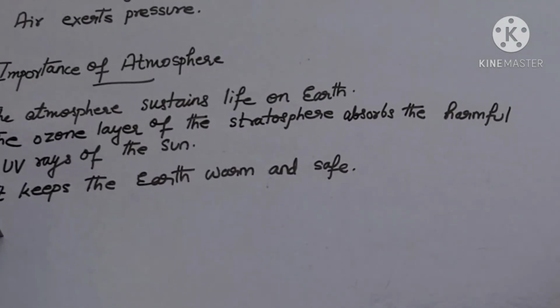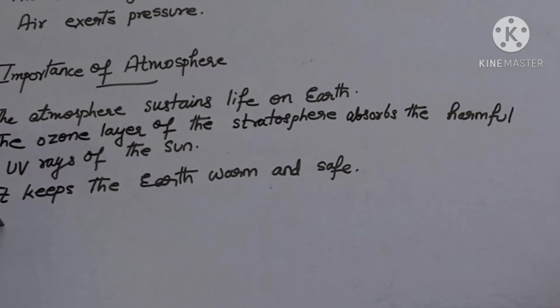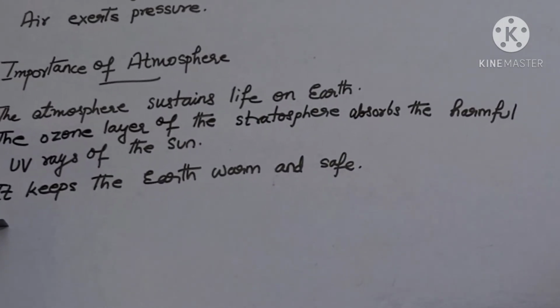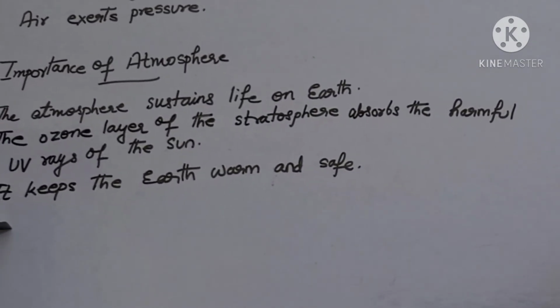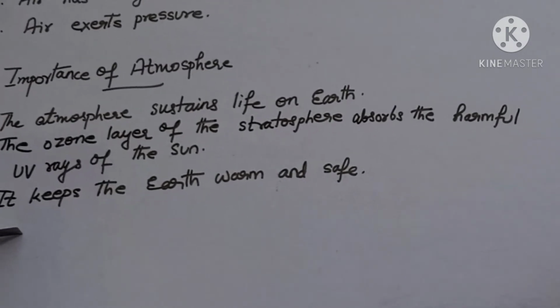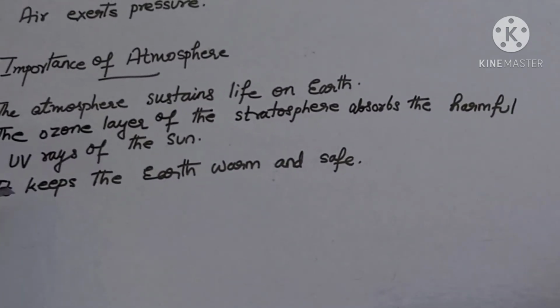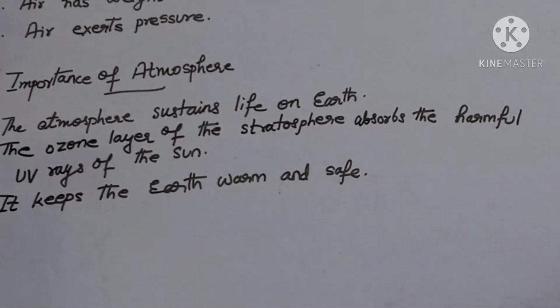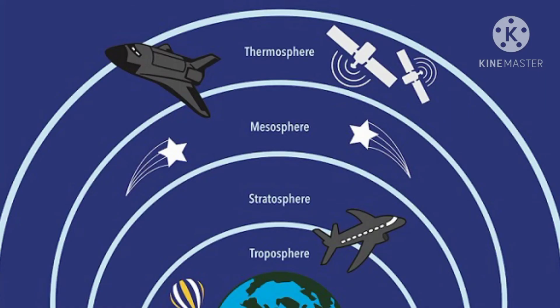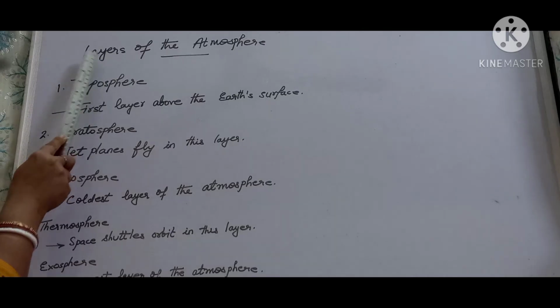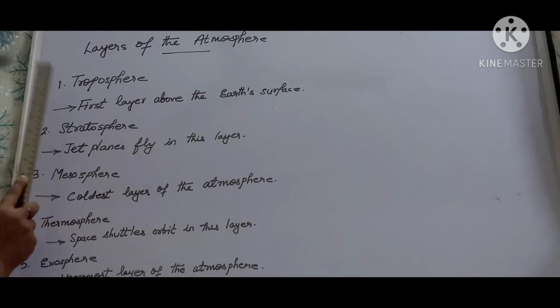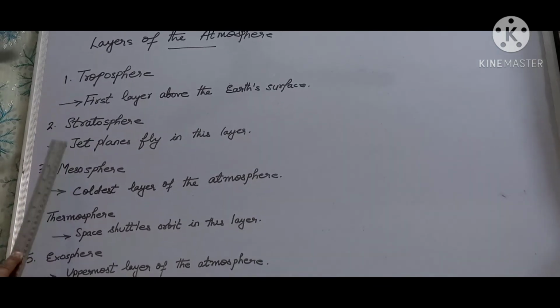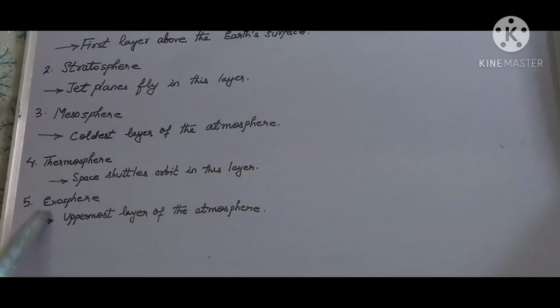Third, the atmosphere absorbs a large part of the sunlight and prevents the earth from getting overheated. It also retains heat, which helps to keep us warm at night. So we can say that the atmosphere keeps the earth warm and safe. We will study the layers of the atmosphere. The atmosphere is divided into 5 layers as shown below: troposphere, stratosphere, mesosphere, thermosphere and exosphere.